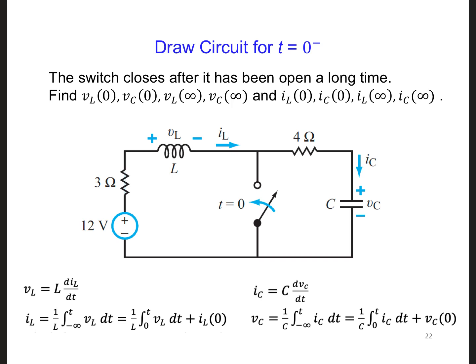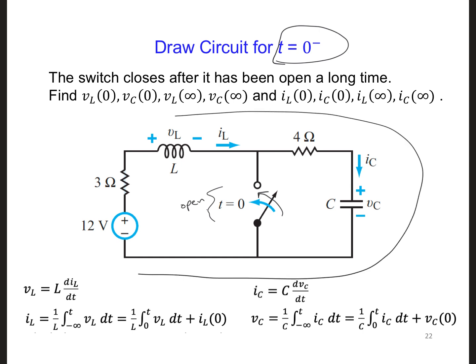All right, so first at t equals 0 minus, so this is just before the switch is going to close. The rest of this circuit has been connected for a long time, and so here we have an open circuit because it hasn't been connected yet, but we still have a circuit along the outside of this, and so over time this inductor will look like a short circuit, and the capacitor will look like an open circuit.